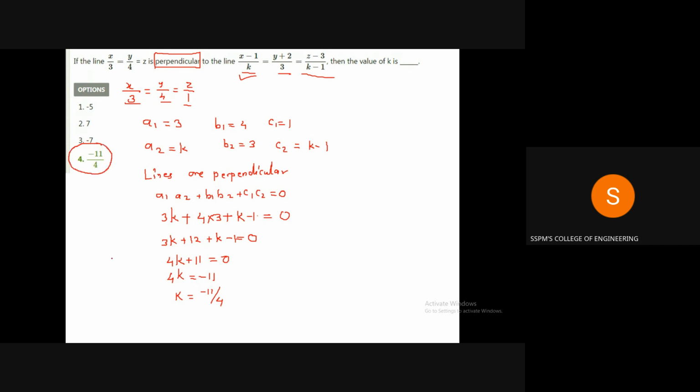Just remember this formula. Whenever the lines are perpendicular, the formula is this: a1 a2 plus b1 b2 plus c1 c2 is equal to 0. You just have to write the given equations of lines in standard form, that is x minus x1 divided by a1 is equal to y minus y1 divided by b1 is equal to z minus z1 divided by c1.